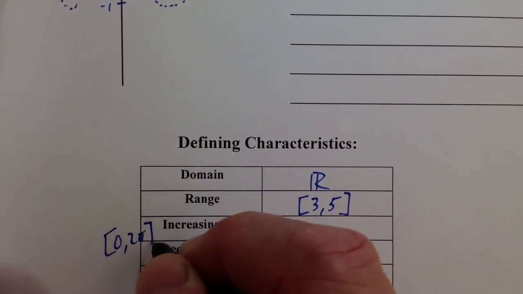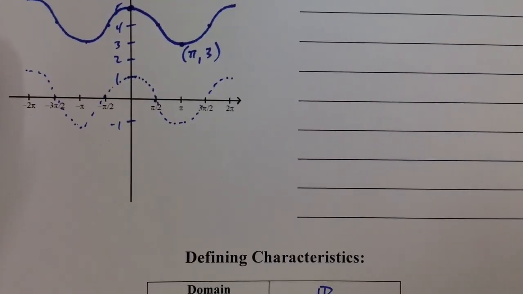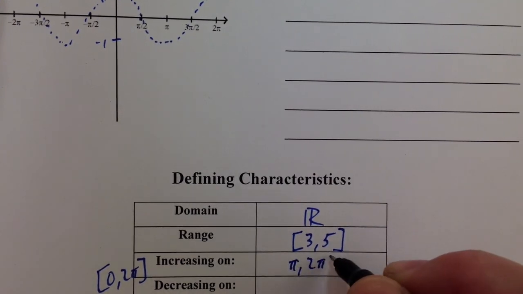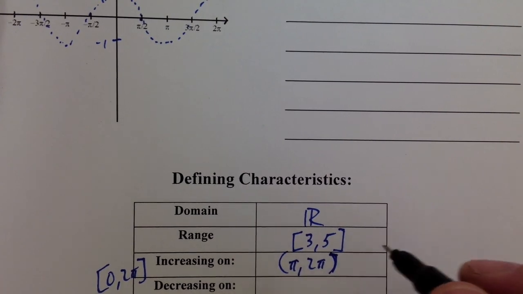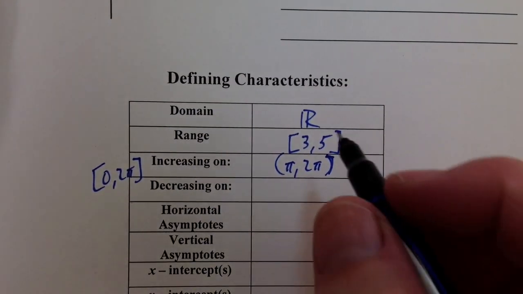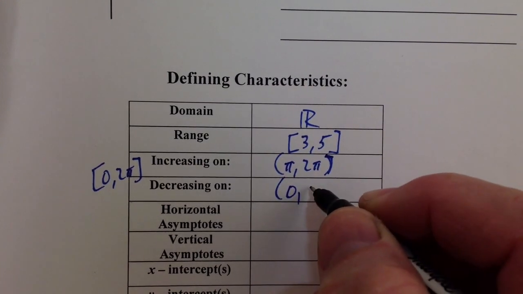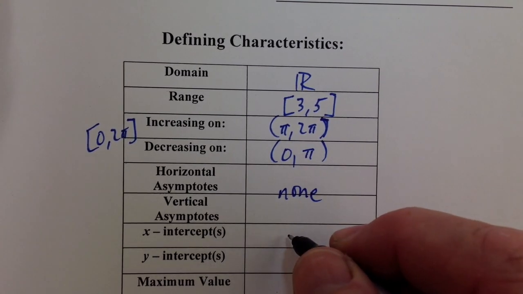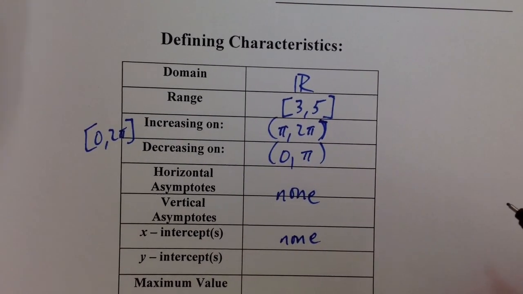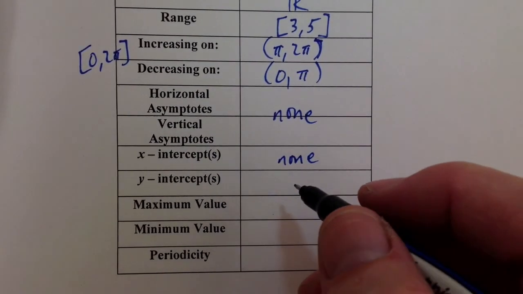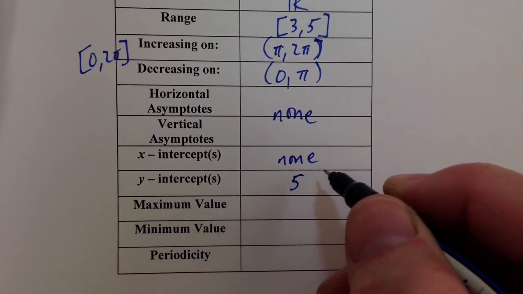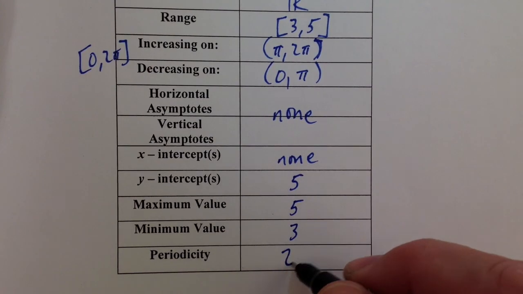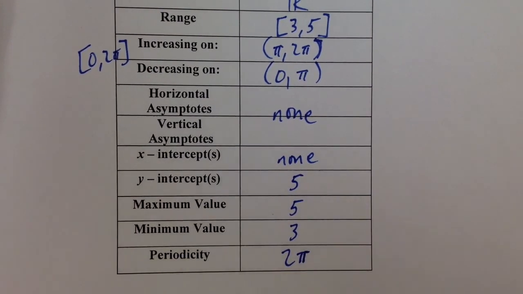Increasing, decreasing. We're going to use the same intervals for increasing and decreasing as the parent function, and the interval for increasing would be from pi to 2 pi. When you shift the graph up or down, it doesn't change the intervals on which the graph increases or decreases. And here we go from 0 to pi. No asymptotes, no x-intercepts. Since we shifted it up, it's not going to cross the x-axis, but it does cross the y-axis at 5. The maximum value is the high point of the range, the minimum value is the low point of the range, and we still have a function that's periodic with respect to 2 pi.